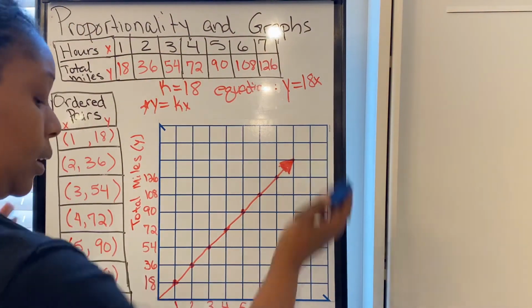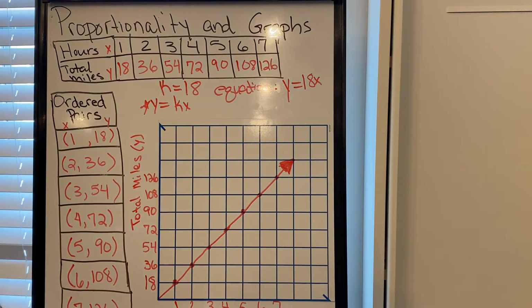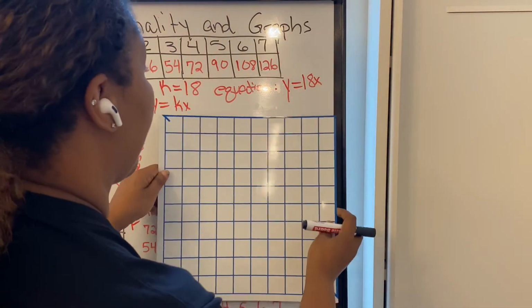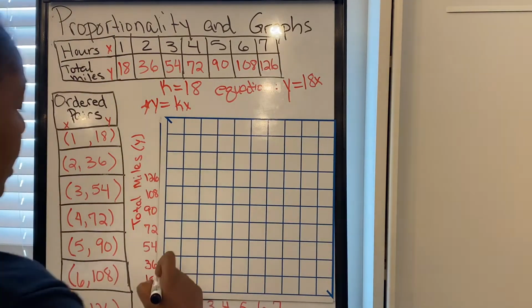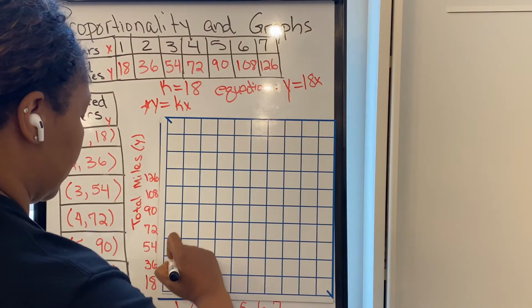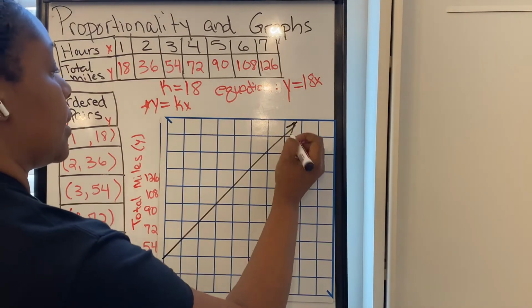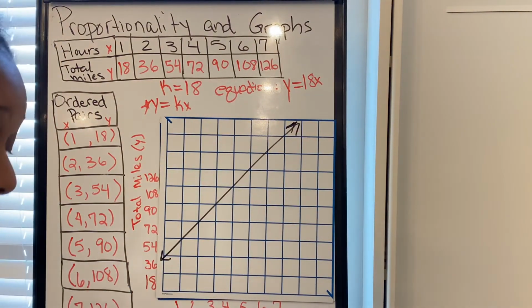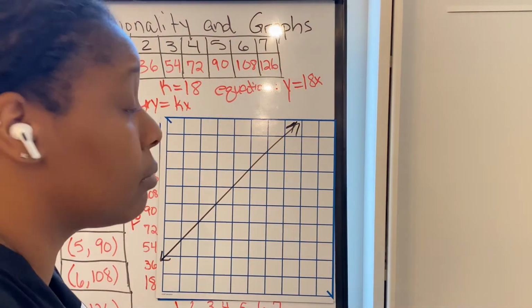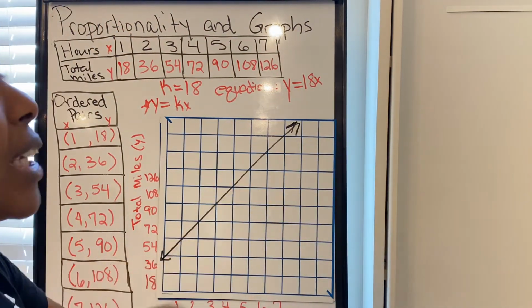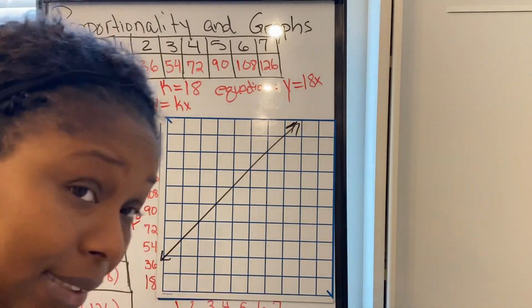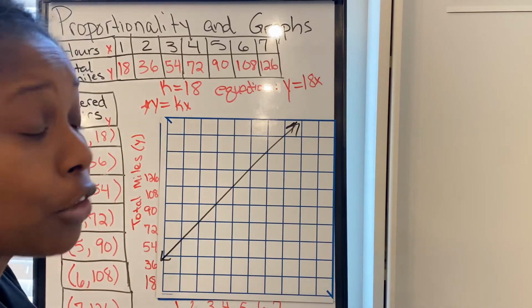So let's do this. A line that does not pass through 0, 0. So this is a line that, let's see, we'll start it like up here. This line does not pass 0, 0. Even though this line is straight. Yeah, it's a straight line. But it's a straight line and it can be linear. But it's not a proportional line. There is no proportion to it.